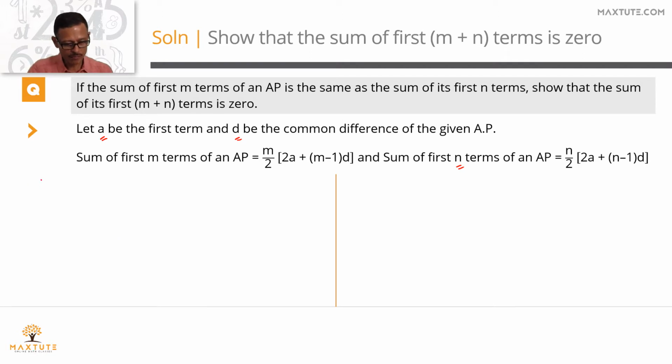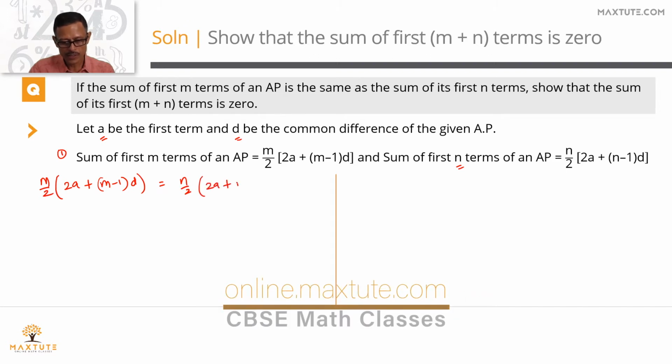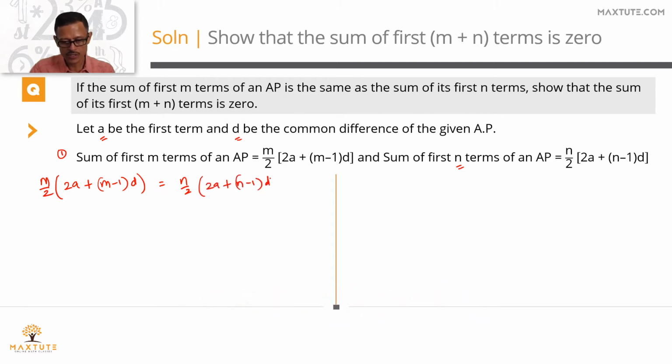So let's do that. I'm going to deconstruct it into every single broken step. You can skip some of these steps actually in the examination. For writing this, you'll get 1 mark. Let's move on and see when will you get the second mark. m by 2 into 2a plus m minus 1 times d is equal to n by 2 into 2a plus n minus 1 times d.